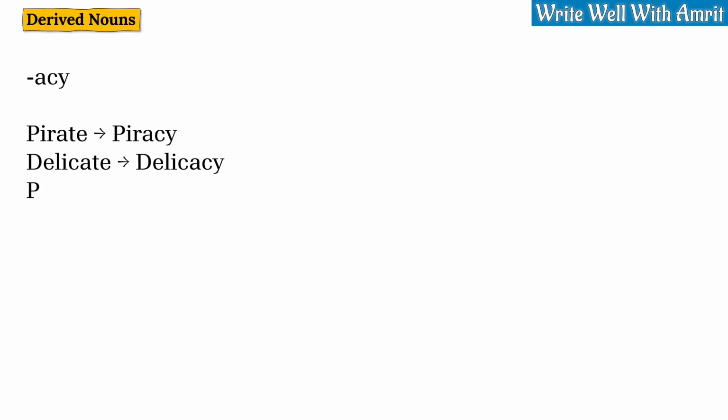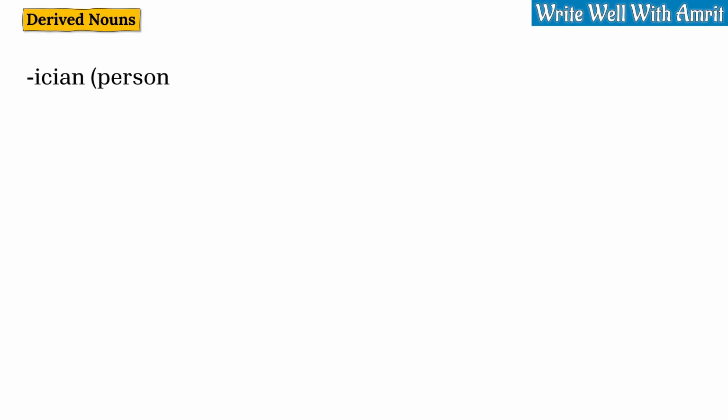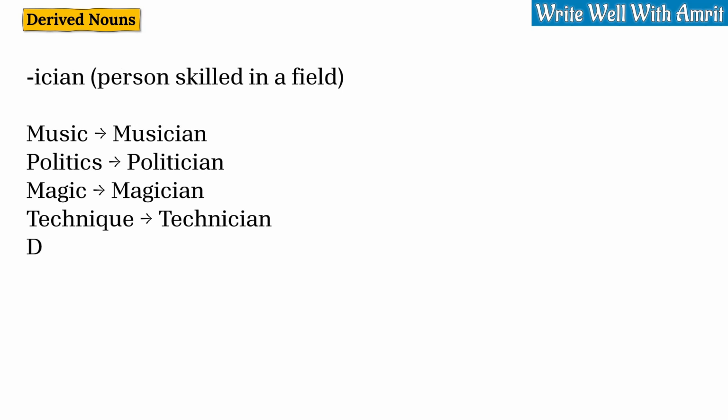You can also add acy as a suffix to make derived nouns. Pirate becomes piracy. Delicate becomes delicacy. Private becomes privacy. Accurate becomes accuracy, and supreme becomes supremacy. Then you can also add a suffix like ician. Music becomes musician, politics becomes politician, magic becomes magician, technique becomes technician, and diet becomes dietitian.